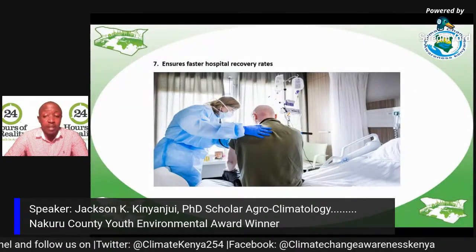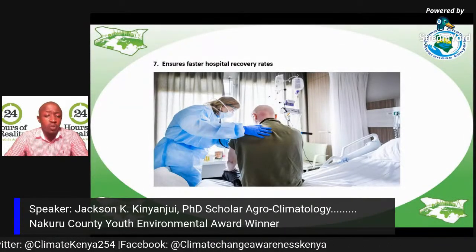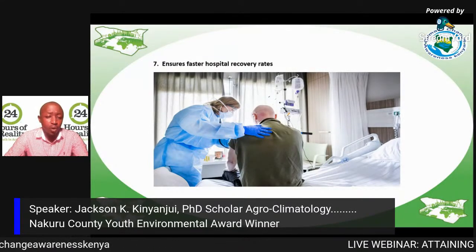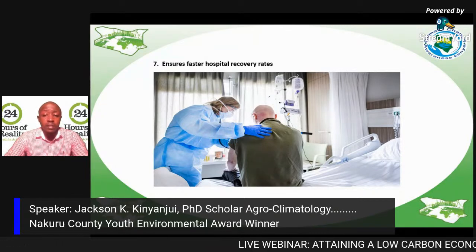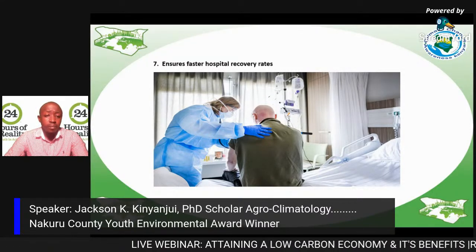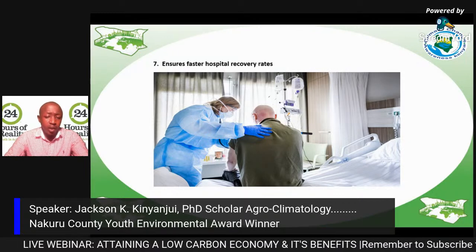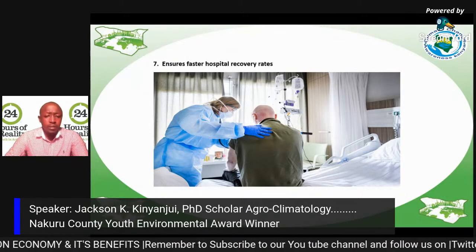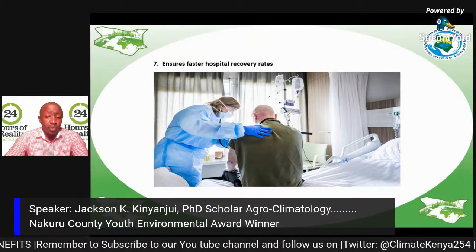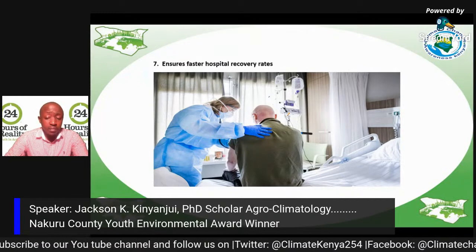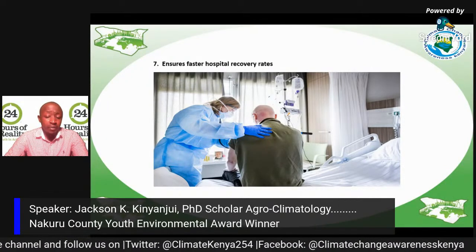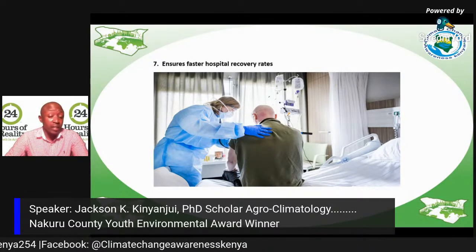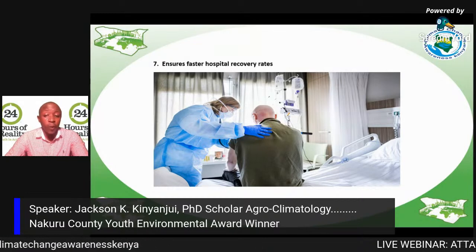During this COVID pandemic, it has been pointed out that most people who had an underlying issue or sickness were affected the most by this COVID disease. But if we had embraced the green economy earlier, then we would have improved our air. That means that we would have improved our respiratory systems, because these are the ones which are affected first by this COVID virus.